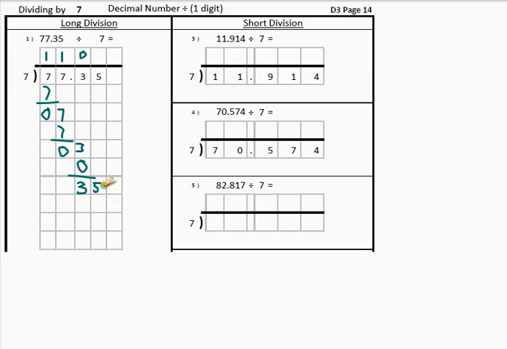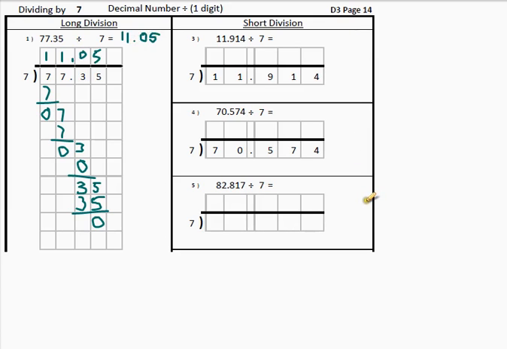I have 35. 7 goes in 35. How many times? 5. 5 times 7, 35. I have 35, take away that, and it is 0. I bring down the next number, but it's not there, so I'm finished, and we have no remainder. Now, what did I forget? We had a point there. We ignored it, but the only thing is we have to line up our points, and we need a point there. In other words, our answer would be 11.05, okay?